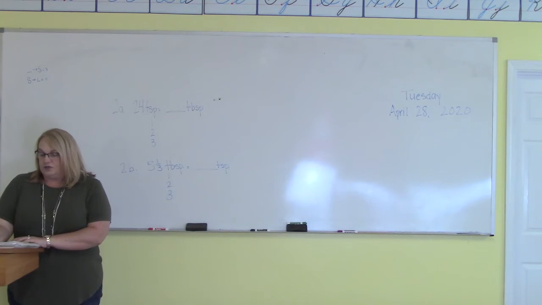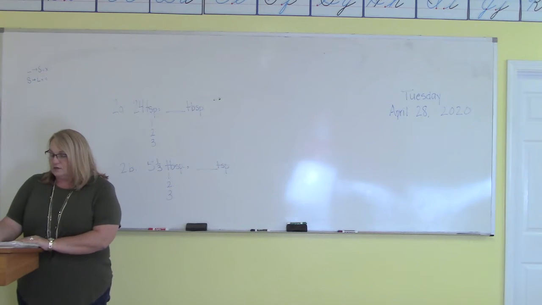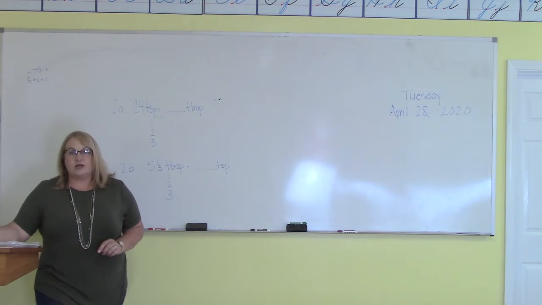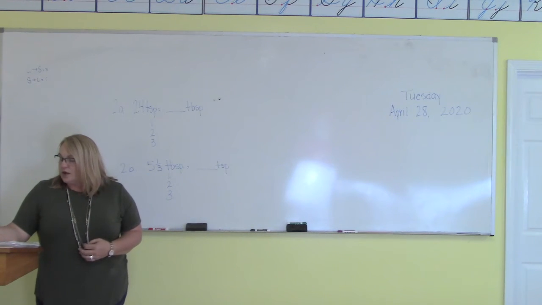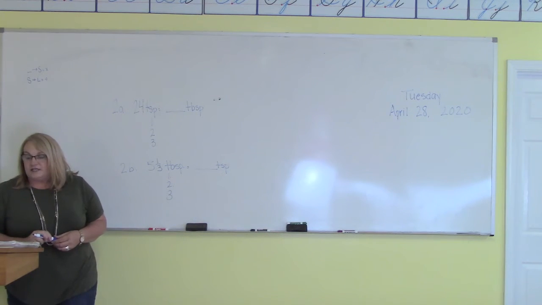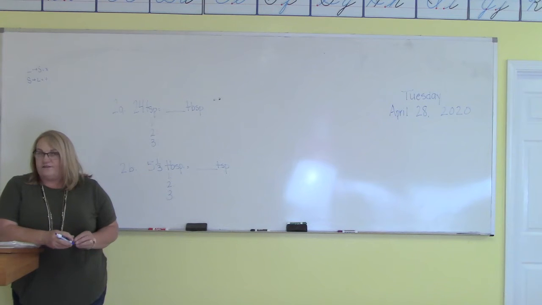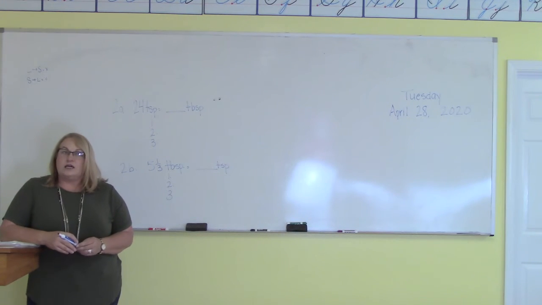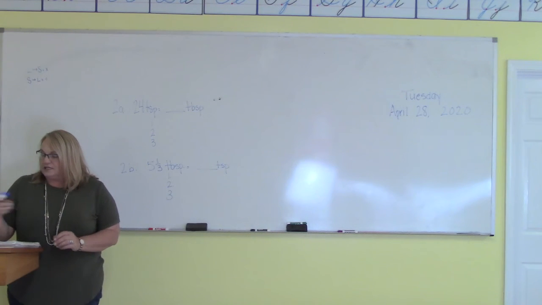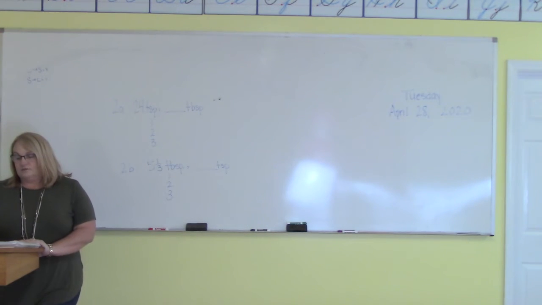D, 4 tablespoons equals how many teaspoons? There are 3 teaspoons in 1 tablespoon. So 4 times 3 equals 12 teaspoons. E, 5 tablespoons equals how many teaspoons? 3 teaspoons equals 1 tablespoon. So if you have 5 tablespoons, 5 times 3 equals 15. F, 6 tablespoons is equal to how many teaspoons? Good. 6 times 3 is 18.